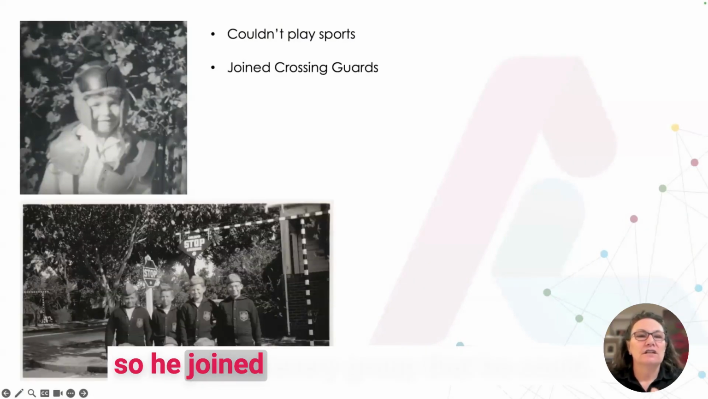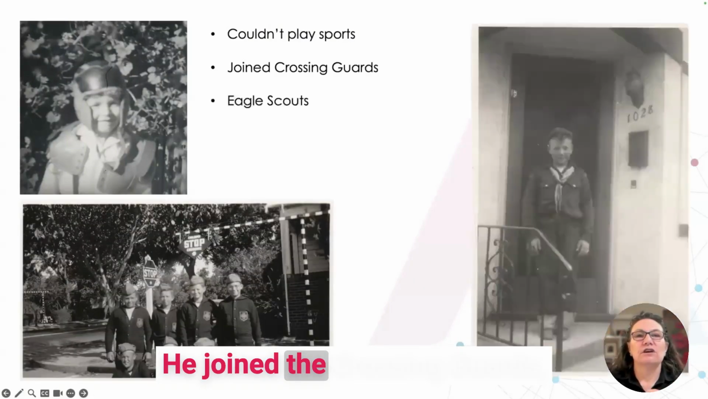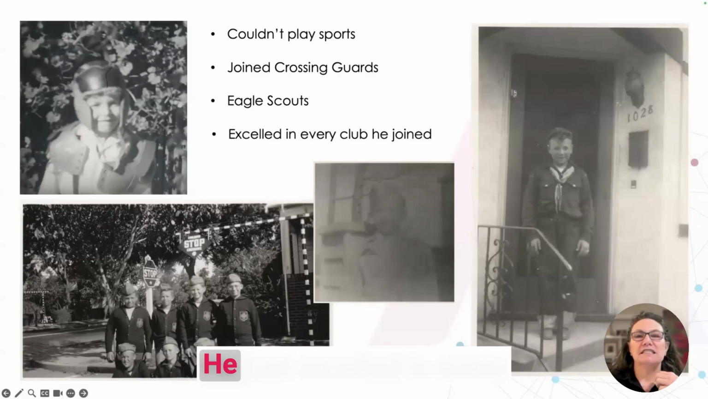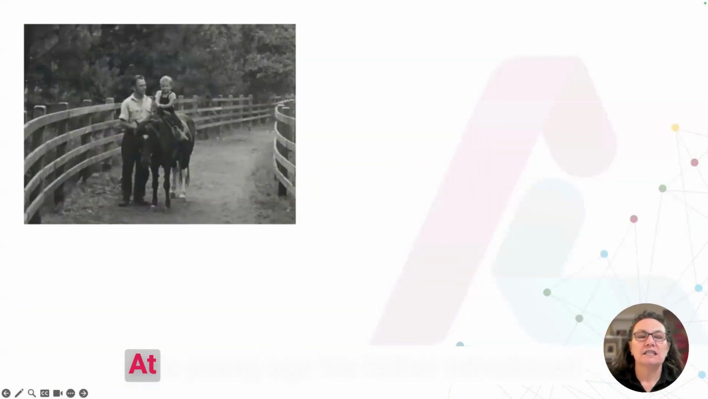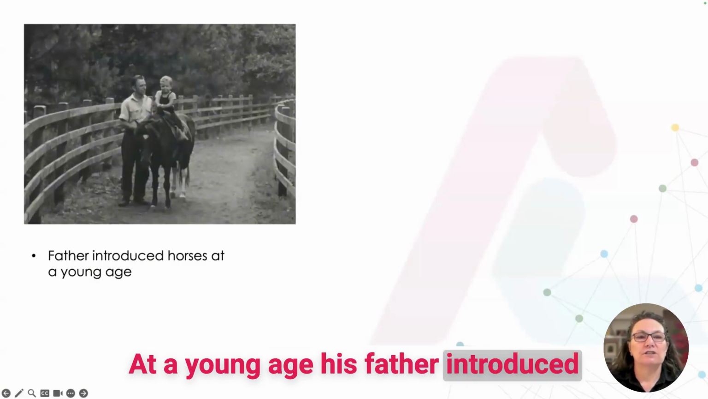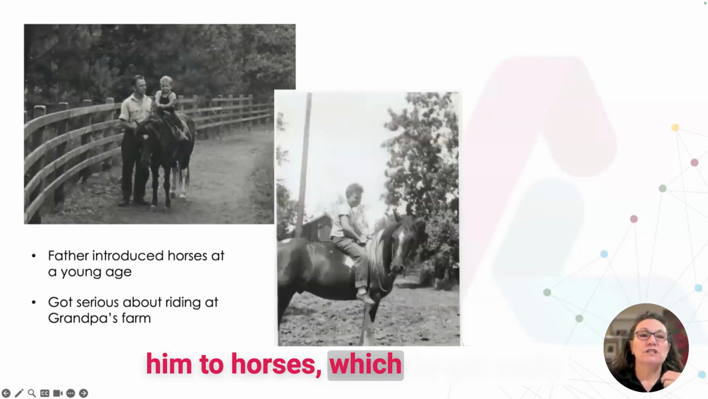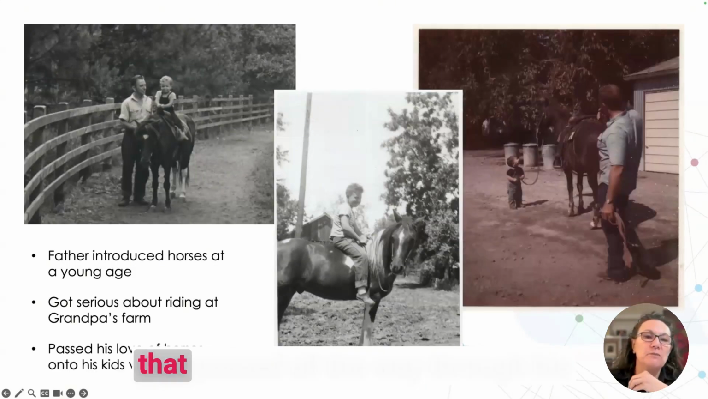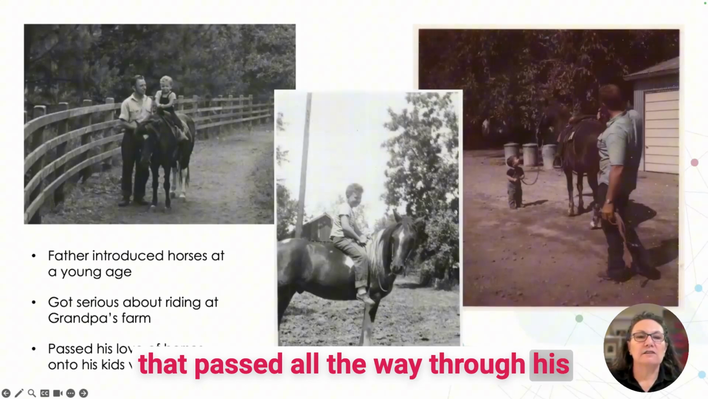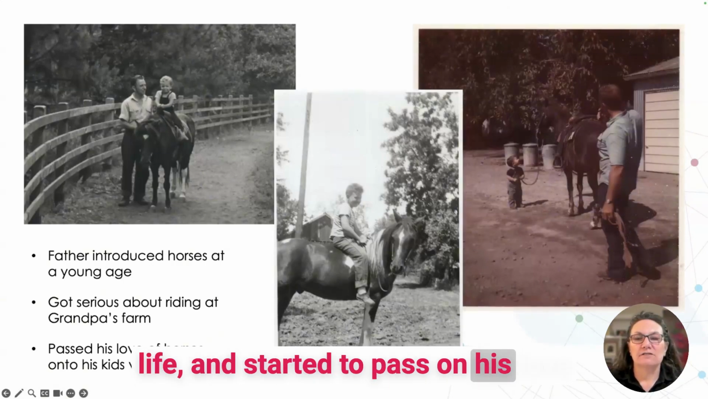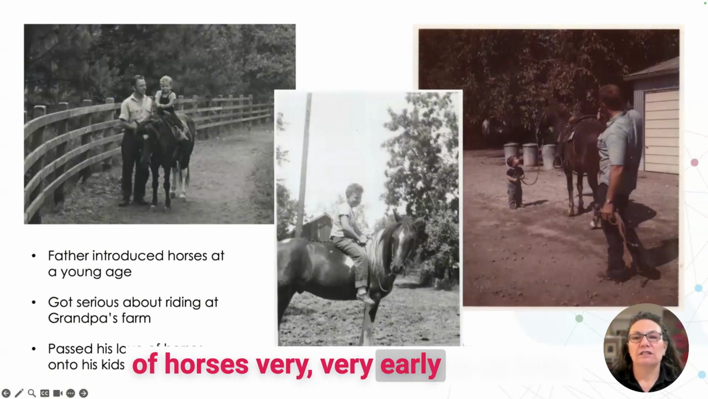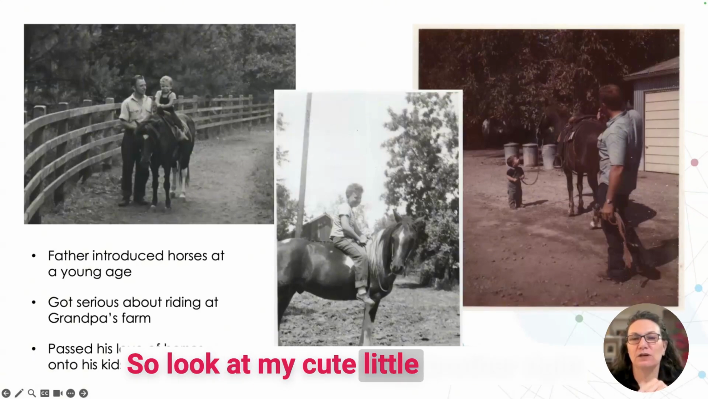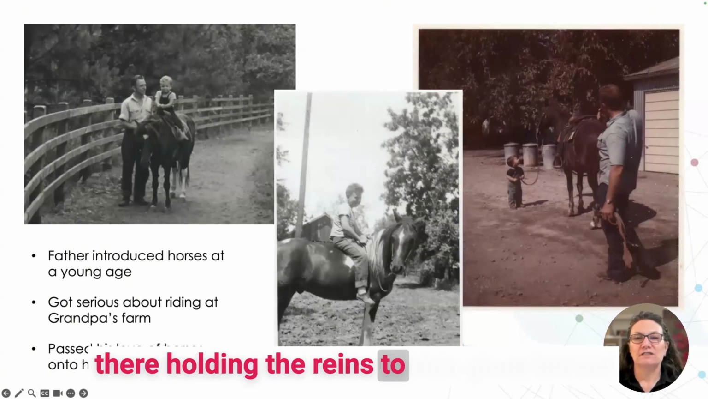So he joined every group that he could. He joined the Crossing Guards, he joined the Eagle Scouts. He just excelled in every club that he was a part of. At a young age, his father introduced him to horses, which he got really serious about when he was riding up at visiting Grandpa's farm. And that passed all the way through his life, and he started to pass on his love of horses very, very early to us kids. So look at my cute little brother right there holding the reins to this giant horse.